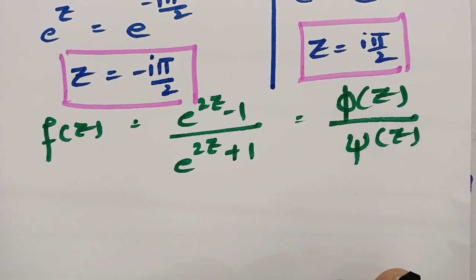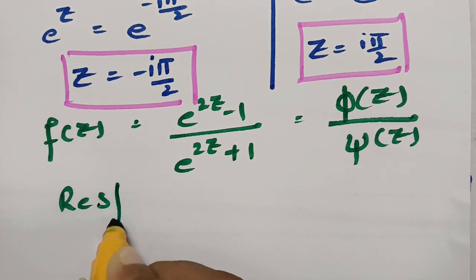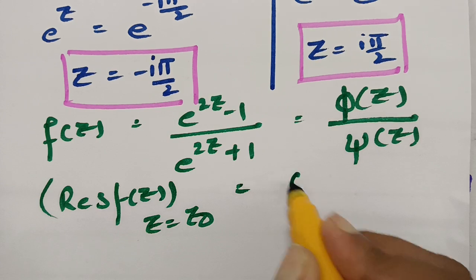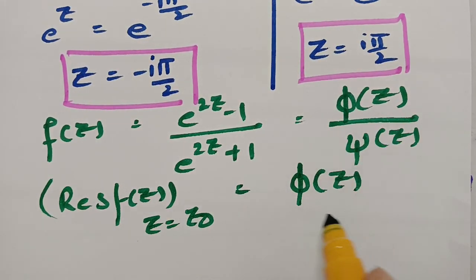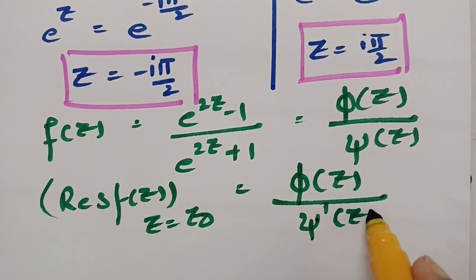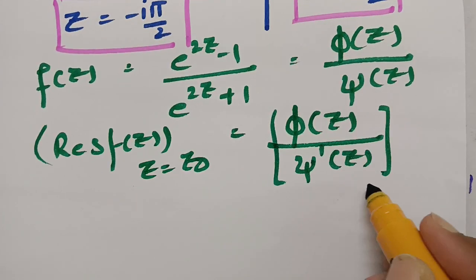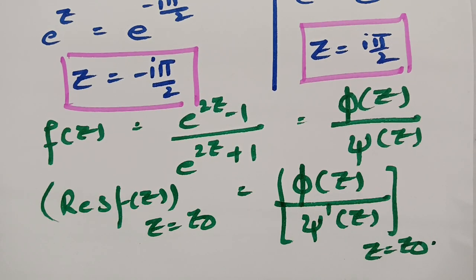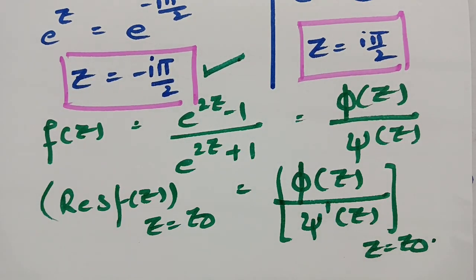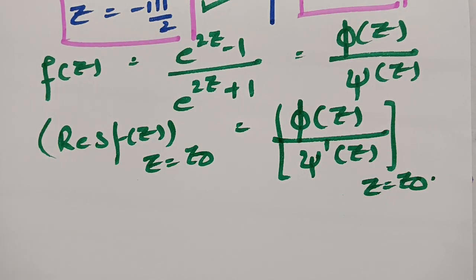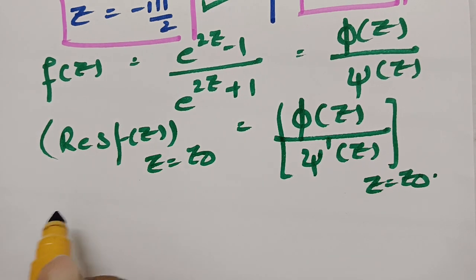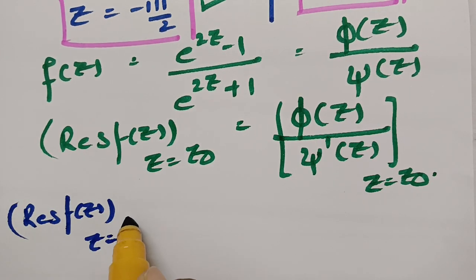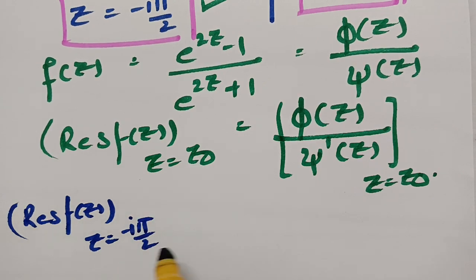In order to find the residue at any point, the residue of f(z) at z is equal to z naught, the formula is that we leave the numerator as it is and take the derivative of the denominator, and then substitute the point z is equal to z naught. That is the formula. So the first pole here is minus iπ/2, and now I am substituting the same thing here: residue of f(z) at z is equal to minus iπ/2. Here the z naught value is minus iπ/2.